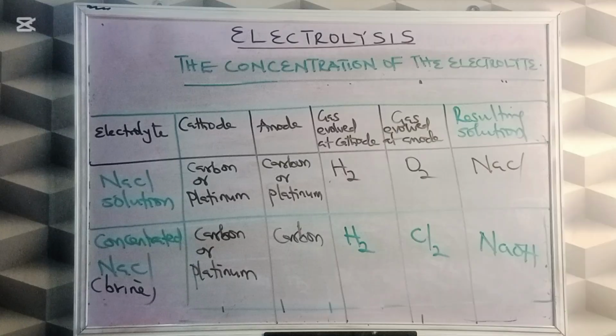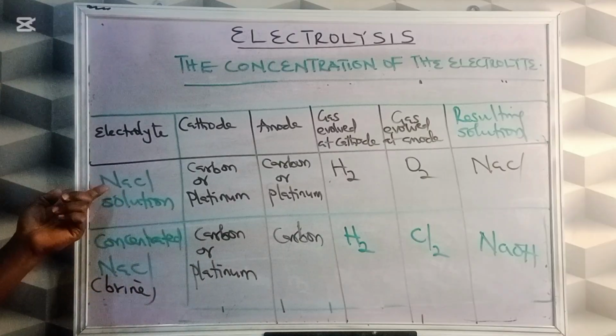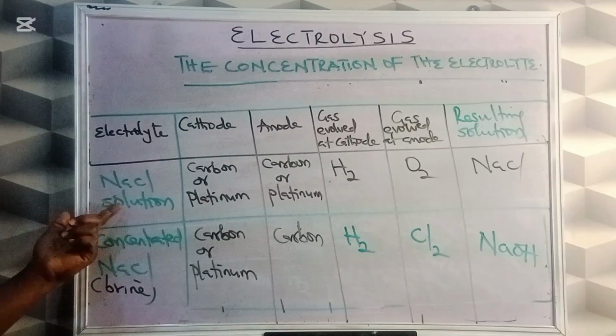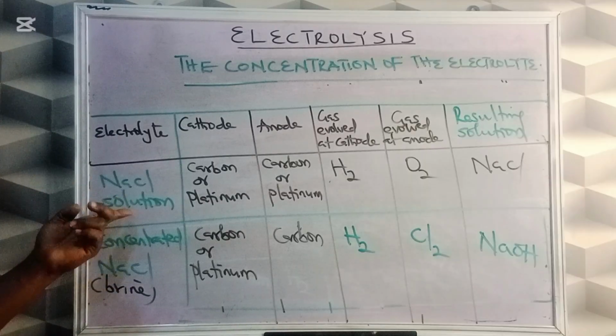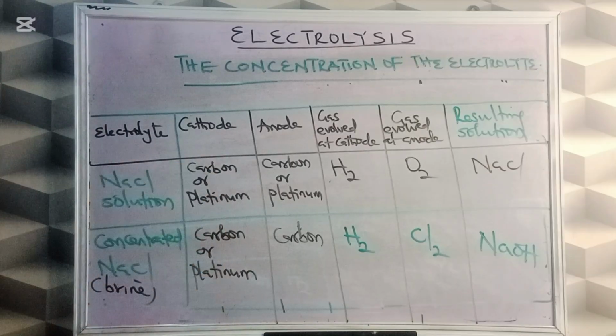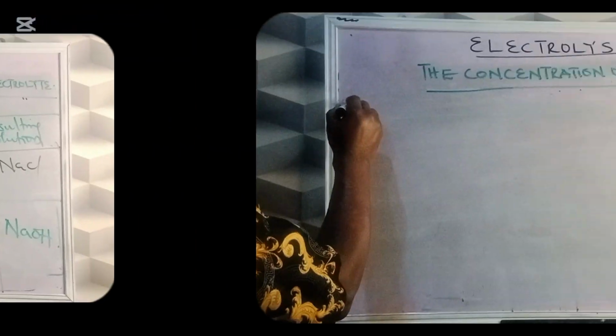This table shows the difference between electrolysis of sodium chloride solution. Remember, where we tested for the position of ions in the electrochemical series. Here, the concentration of the electrolyte. That's the summary of the table. So that is that.